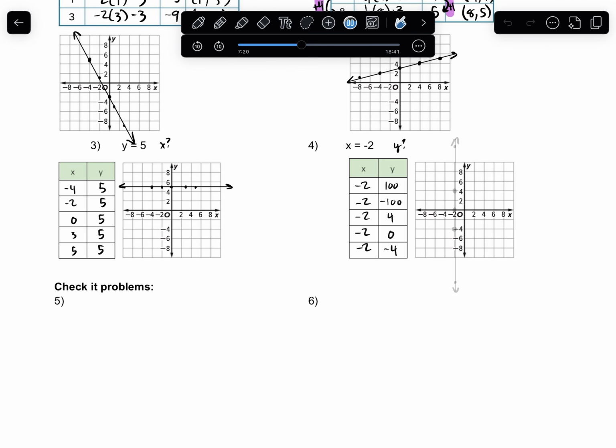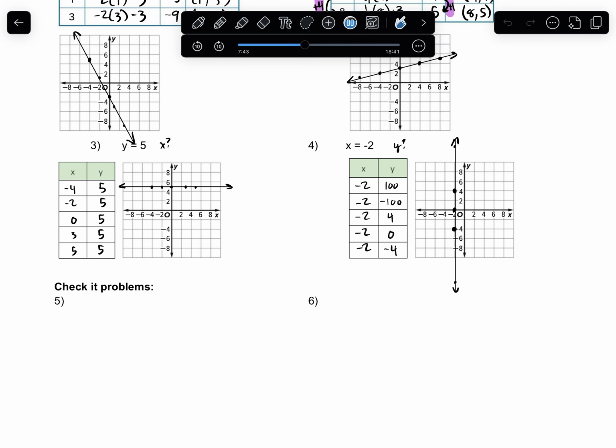So just for being able to graph, we'll just say that at -2, we have our 4, we have our 0, we have our -4, and then our -100, we'll just say it's down there. Positive 100, it's somewhere over there. Just for the fun of it. So no matter what, we will be seeing a vertical line. It's an undefined slope.